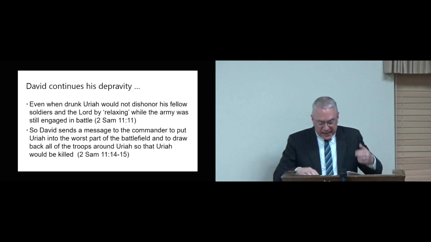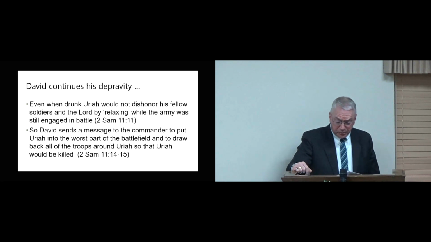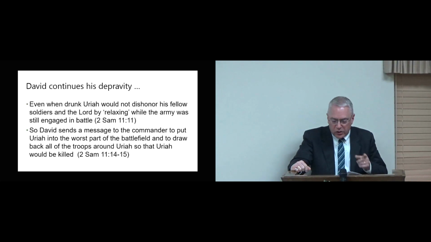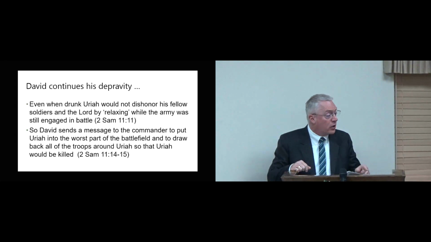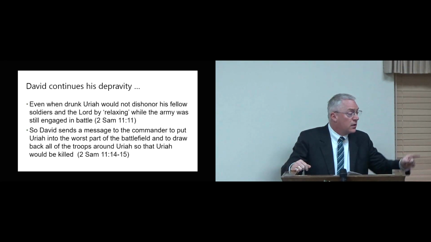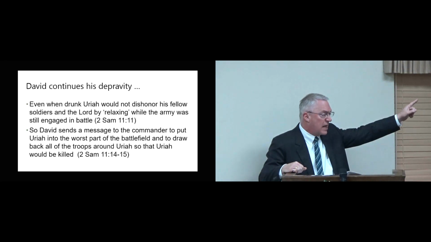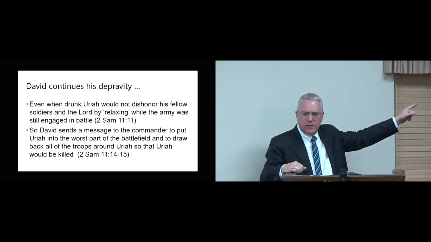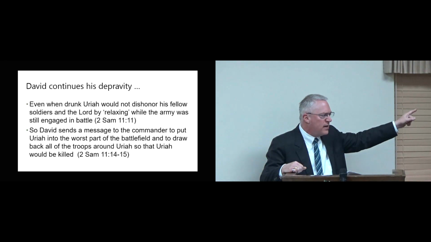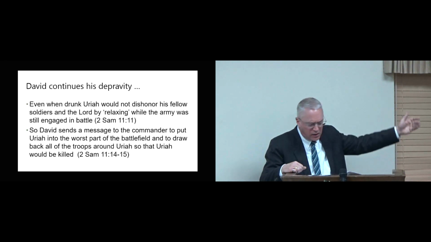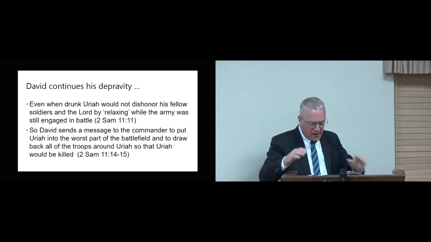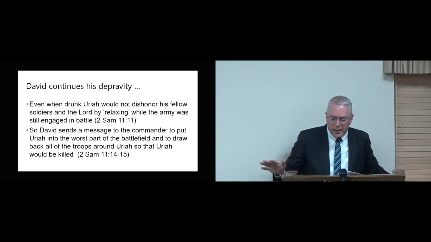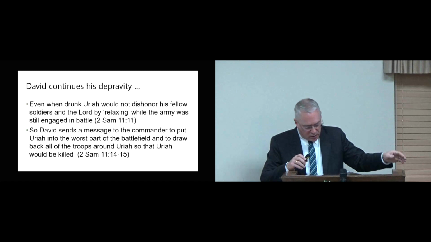So David continues with his depravity. Even while drunk, Uriah would not dishonor his fellow soldiers. They're putting their lives on the line right now. I can't come home and relax and enjoy myself. They're putting their lives on the line. I would never think to do that, with the Ark of the Covenant and everything. And even while he's drunk, he doesn't do that. So what does David do?